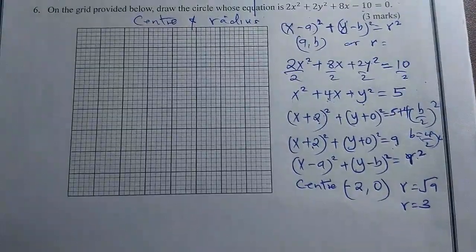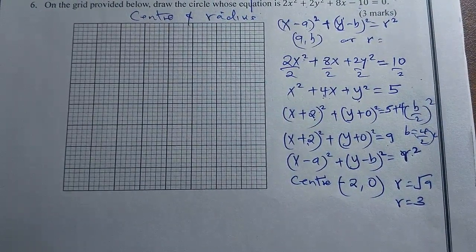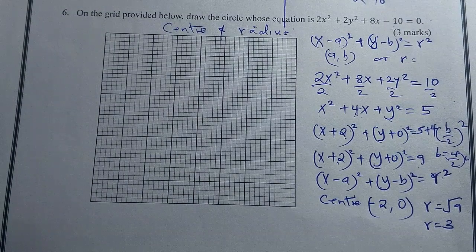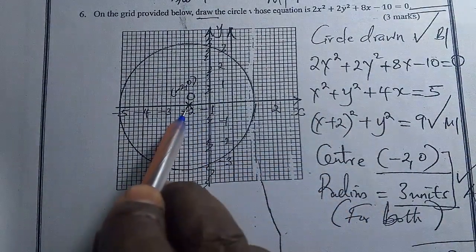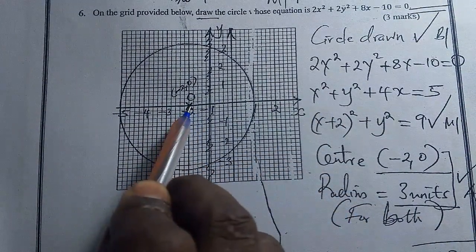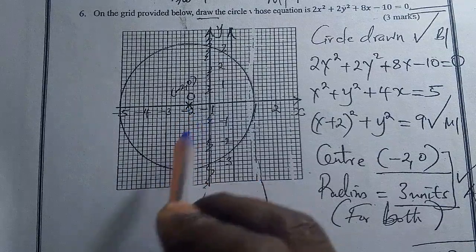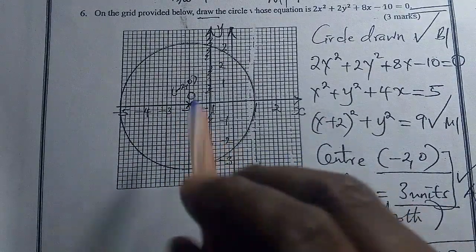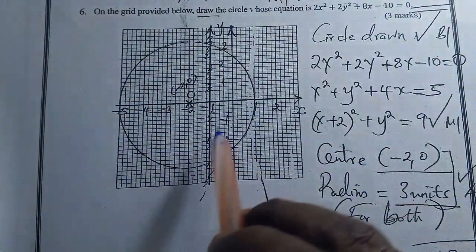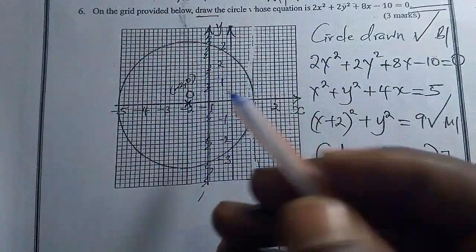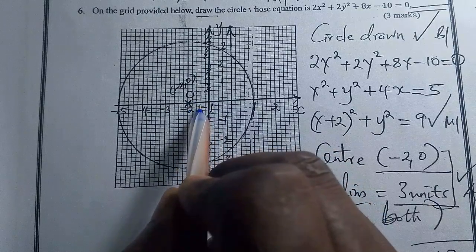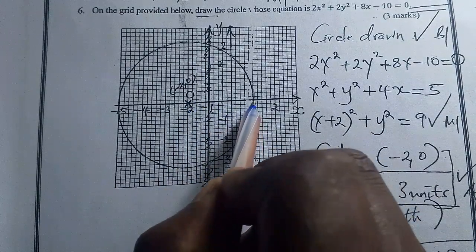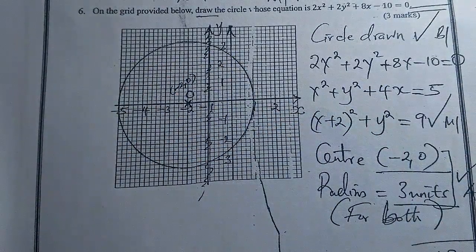Now we have the center, and our center is (-2, 0). Then you take your pair of compasses, the radius is 3, you measure 3 units, and then you draw. That's simple. You stand at the center, you open 3 units, 1, 2, 3, that is our radius, then draw the circle, and you are done.